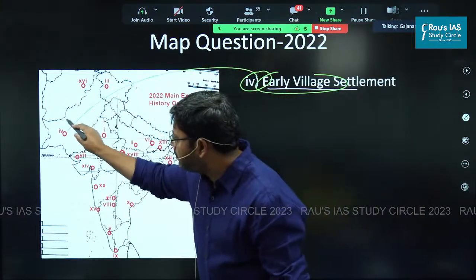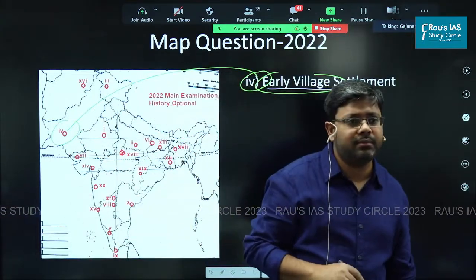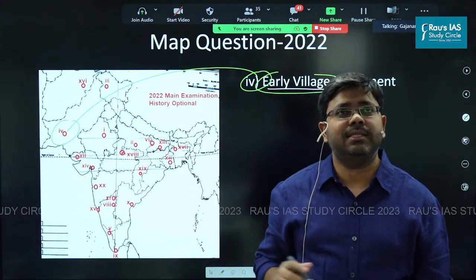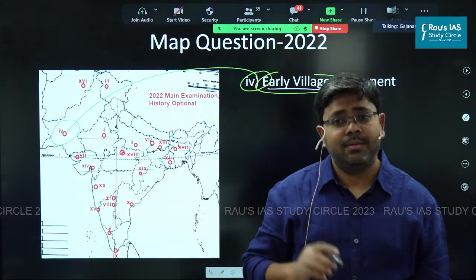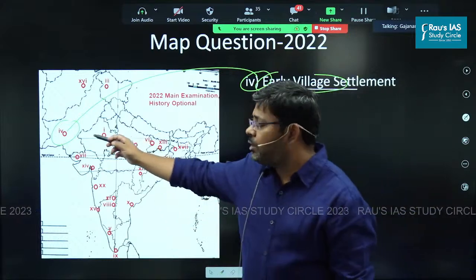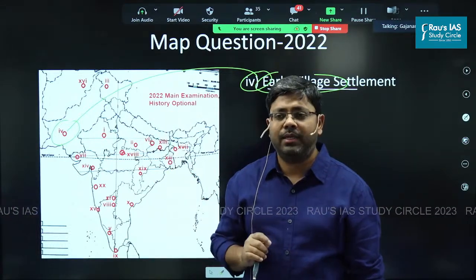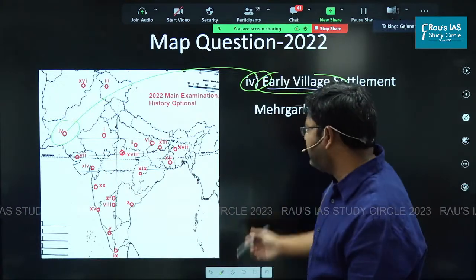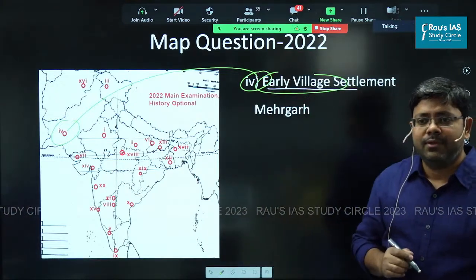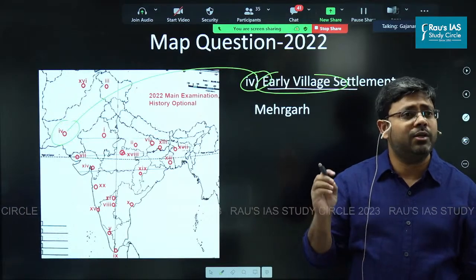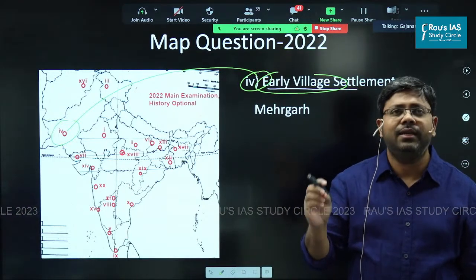Now go to 4. This is 4. Now this site is in Pakistan. अब याद रखिए, this is looking like Balochistan area of Pakistan. What is the most important site? Mehrgarh. No? The most important site in Balochistan area of Pakistan is Mehrgarh.